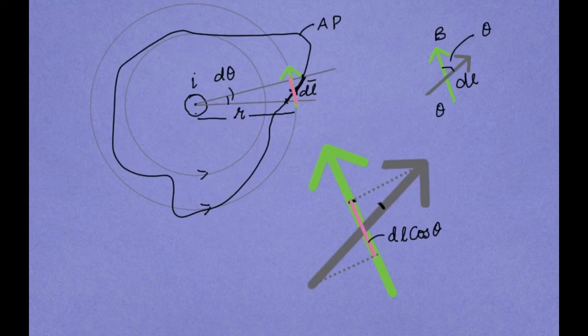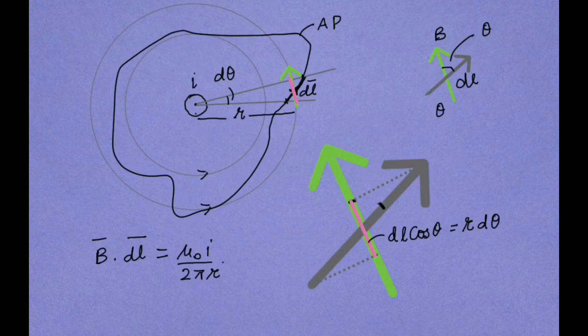If the whole diagram is put back, so this pink line will be here, and this dl cos theta will be nothing but r into d theta. This is approximately equal to arc. So arc is radius into angle. So I can write dl cos theta as r d theta. And so B dot dl will be the value of B, mu naught I over 2 pi r, into dl cos theta. And dl cos theta is r d theta. So r will get cancelled. So B dot dl is mu naught I over 2 pi into d theta. So r is no more in this expression.